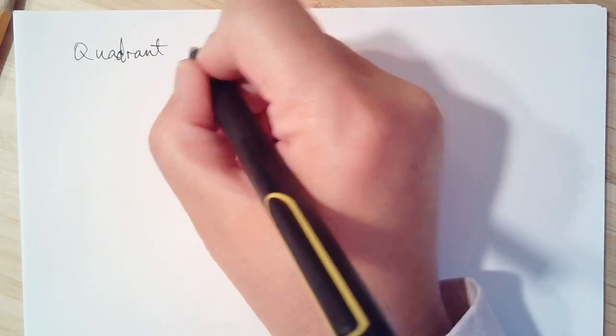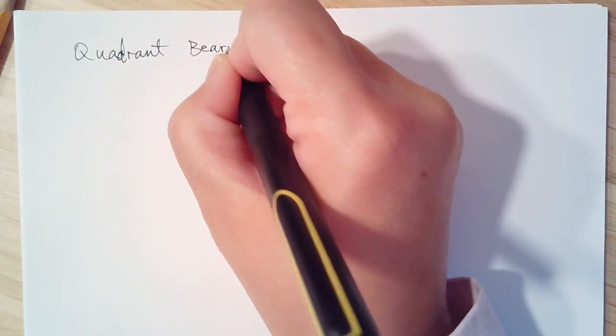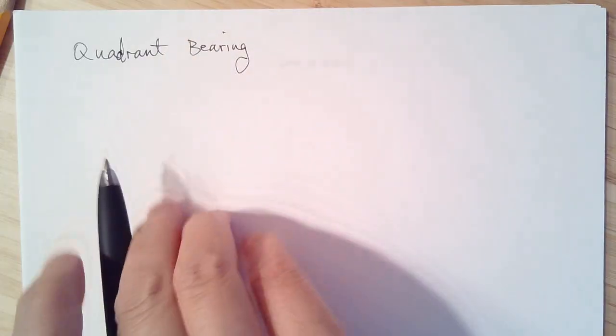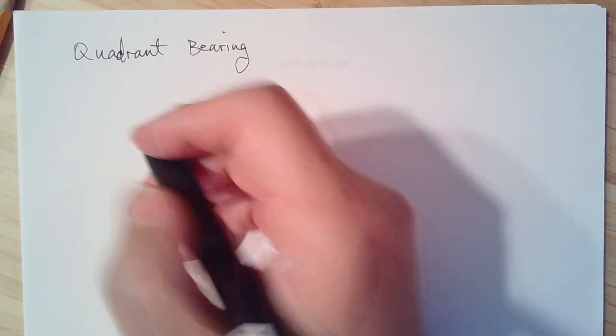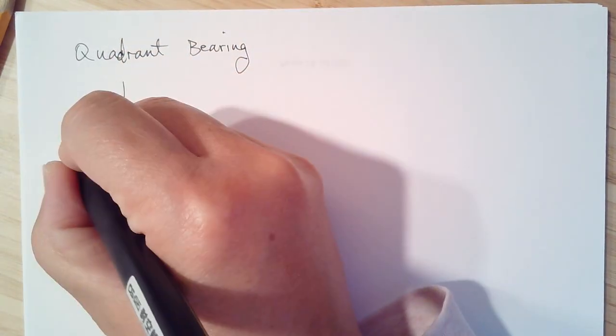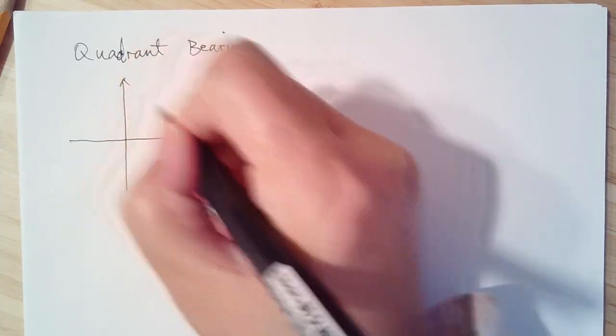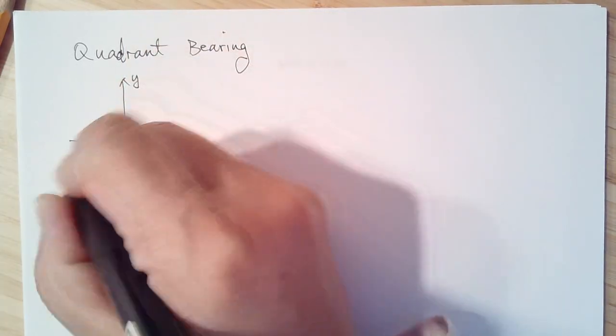Q-U-A-D-R-A-N-T, quadrant bearing. What does that mean? You probably have learned this quadrant, right? Do you remember when you learned this? The x, y coordinate plane. You have these two axes.